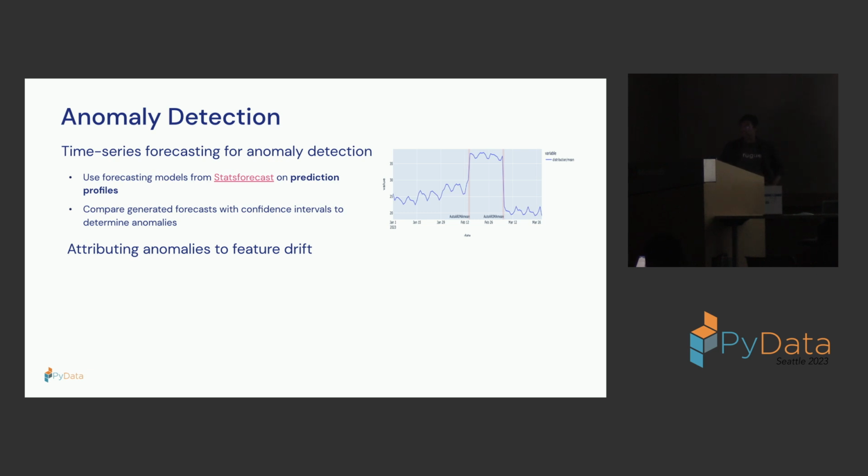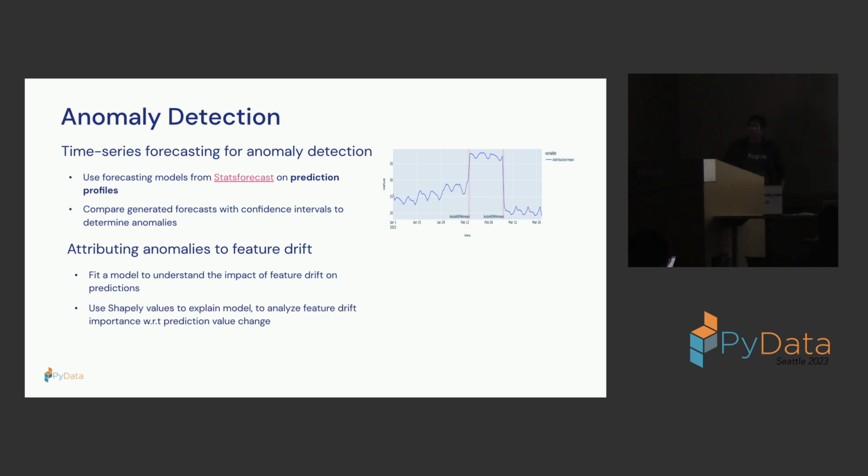There are many reasons why anomalies can happen. In this particular tutorial, we're going to focus on feature drift. We're going to try to understand how a change in a feature impacts a change in prediction. For that, we fit a simple regression model, and then try to explain how that model behaves with Shapley values. We're going to go through all these things in the tutorial.